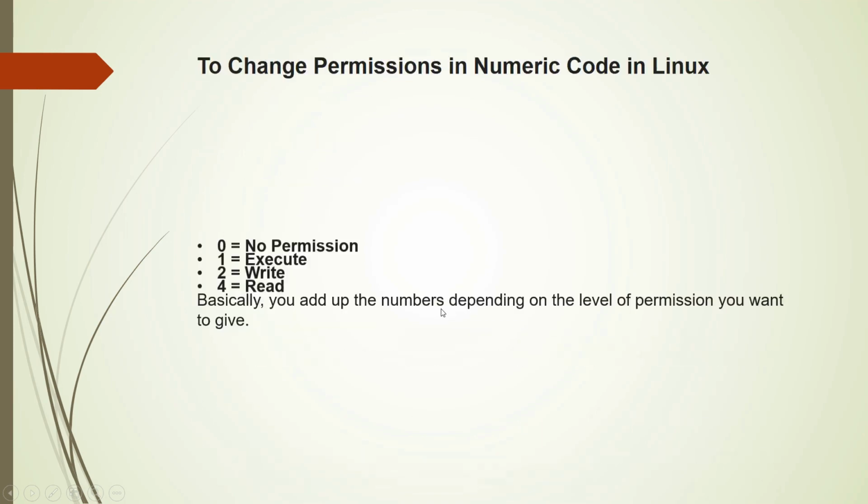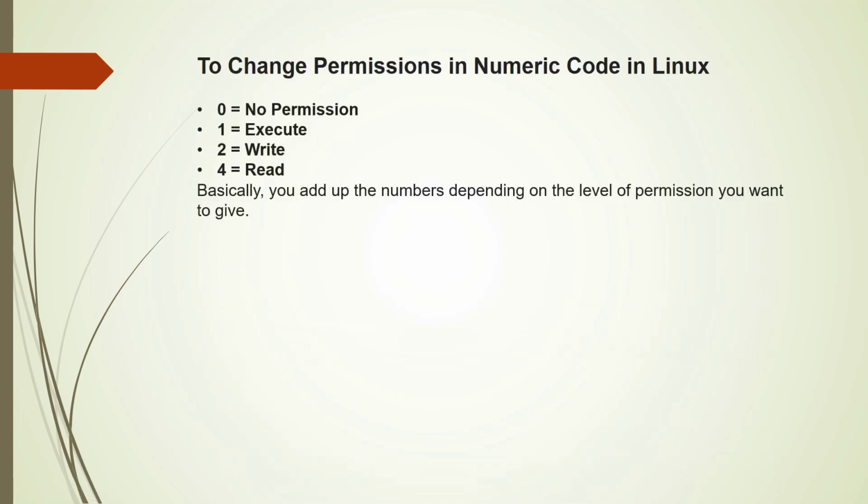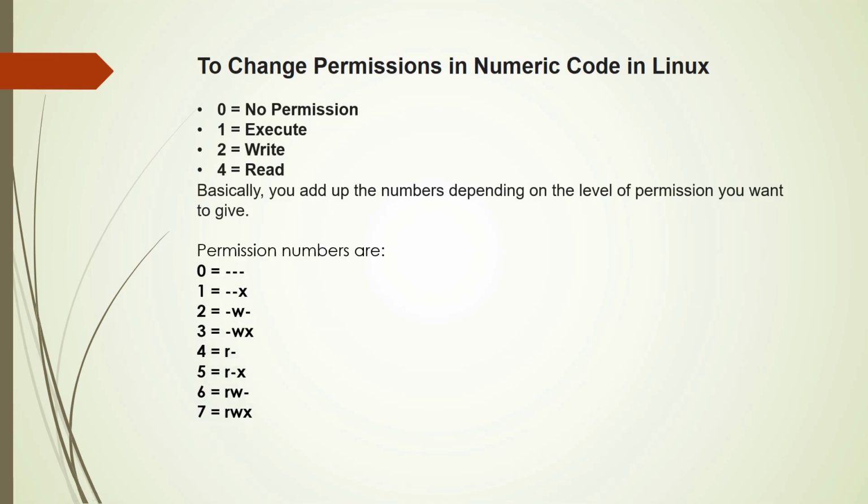Also, we can change the file permission based on numeric code. If you see the numeric code, 0 stands for no permission, 1 for execute, 2 for write and 4 for read. So if we see all the combinations, 0 and 1 we have already seen, 2 plus 1 is 3, so for 3, execute and write permission is there, read permission is not there. Similarly, for 4, only read permission, because 4 represents read.